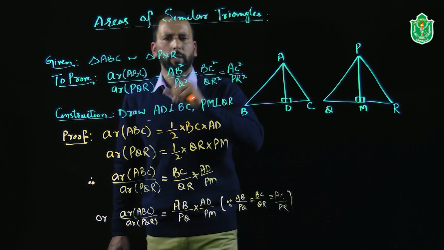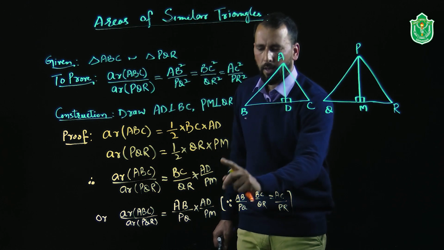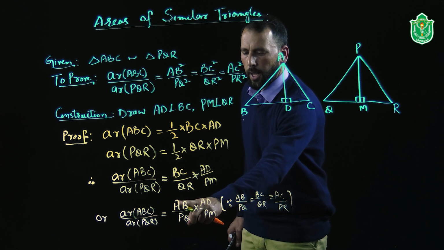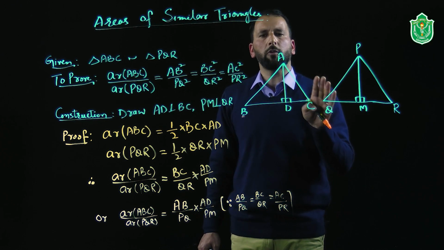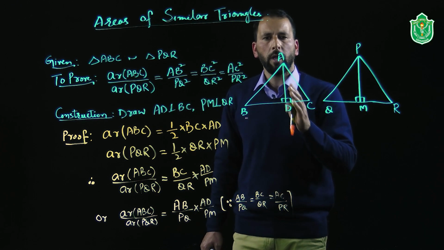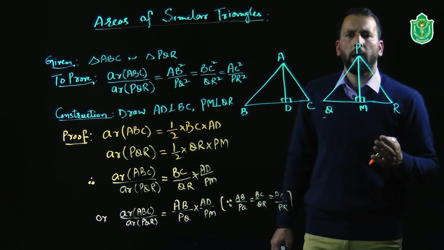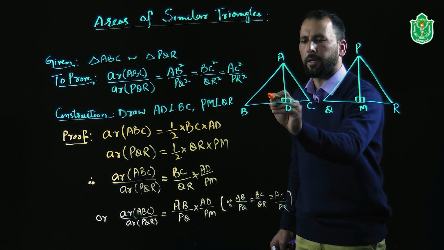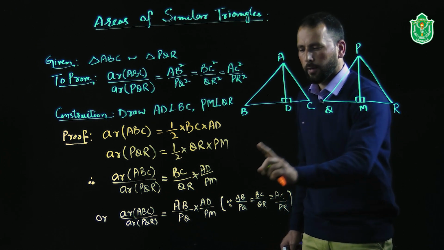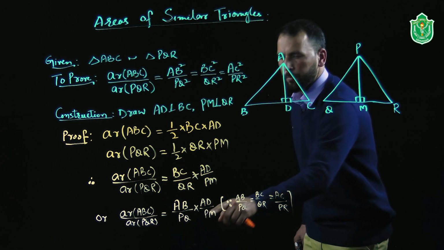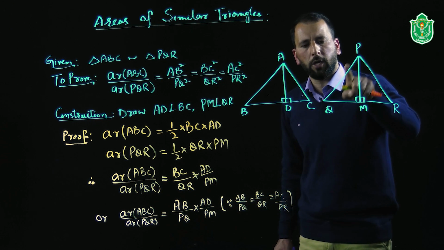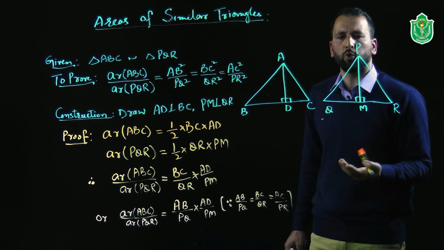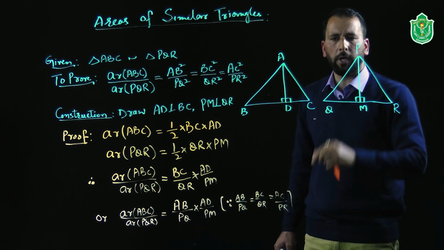Now look at the two triangles where you have the sides AD and PM, or we can say the sides AB and AD. Is there any triangle where we have sides AB and AD? Yes, we have triangle ABD. We take this triangle separately, and we take triangle PQM, because in triangle PQM we have the two sides PQ and PM.